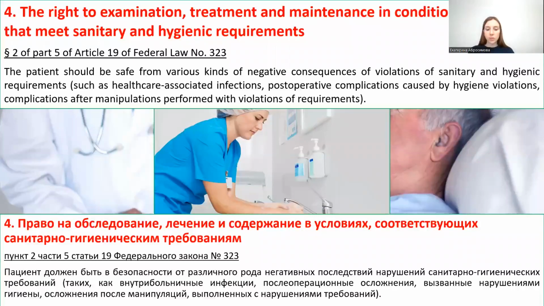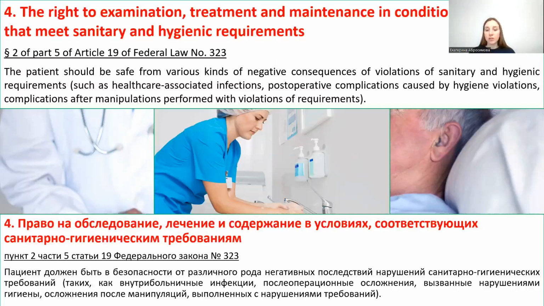The patient's right to examination, treatment, and maintenance in conditions that meet sanitary and hygienic requirements is enshrined in paragraph 2 of Part 5 of Article 19 of Federal Law number 323. Federal laws on sanitary and epidemiological welfare of the population, on radiation safety of the population, and other sanitary norms and rules regulate accommodation in wards that meet these requirements.